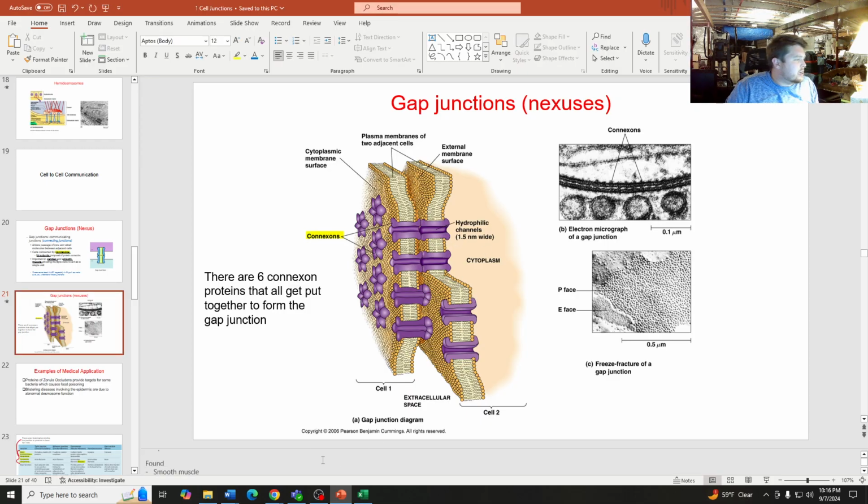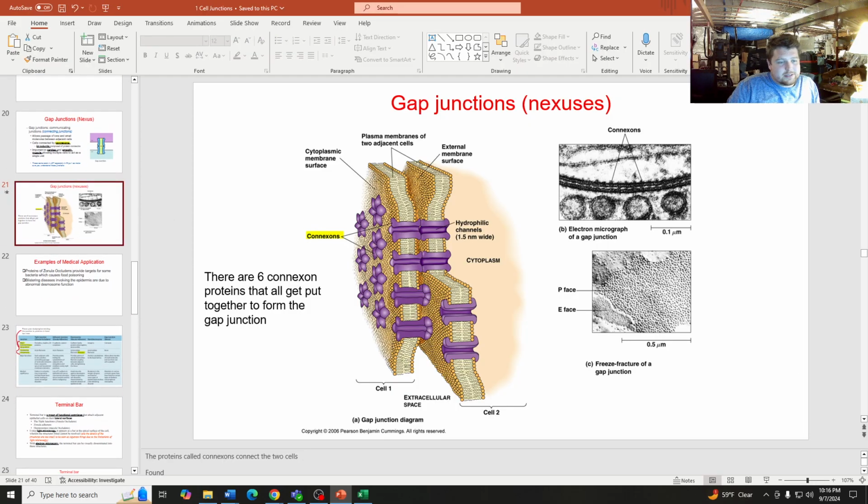I'm not entirely sure if technically you consider it 12 instead of 6, because you have 6 on this side, 6 on the other plasma membrane, and then they meet in the middle. But for the purpose of the slides and test questions that you'll get, as long as it says 6, the quiz questions and exam questions that you will get are going to be that there are 6 connexin proteins.